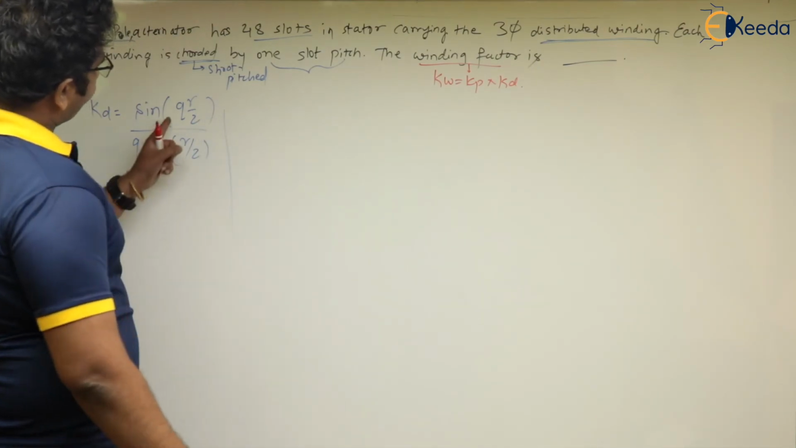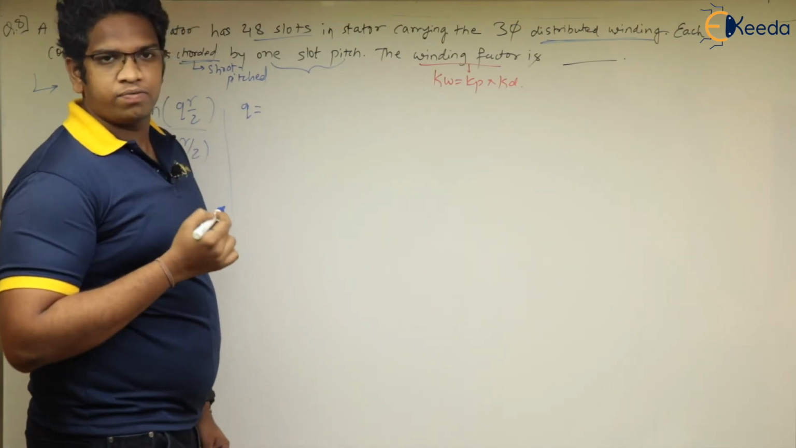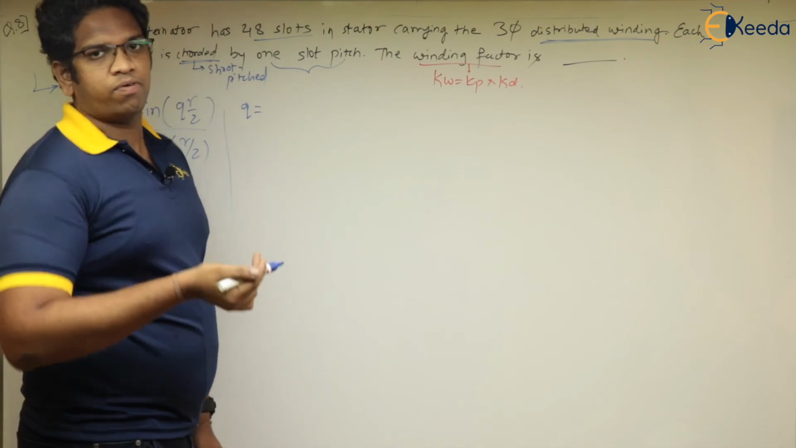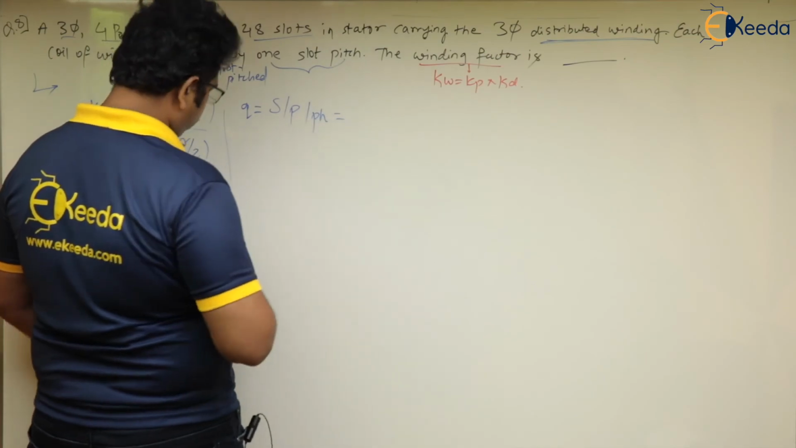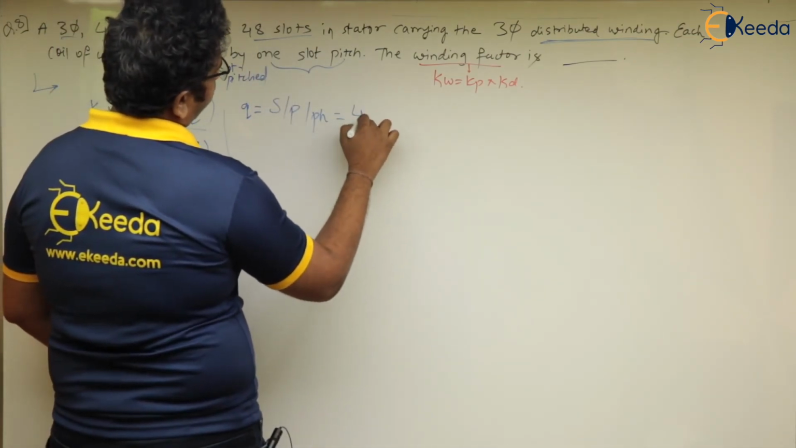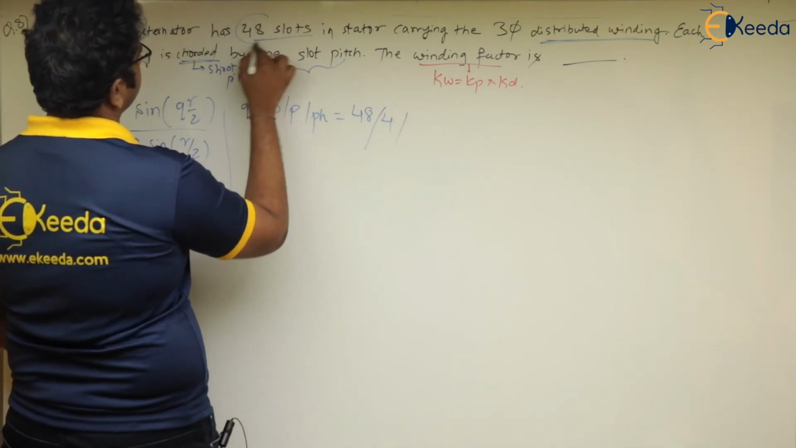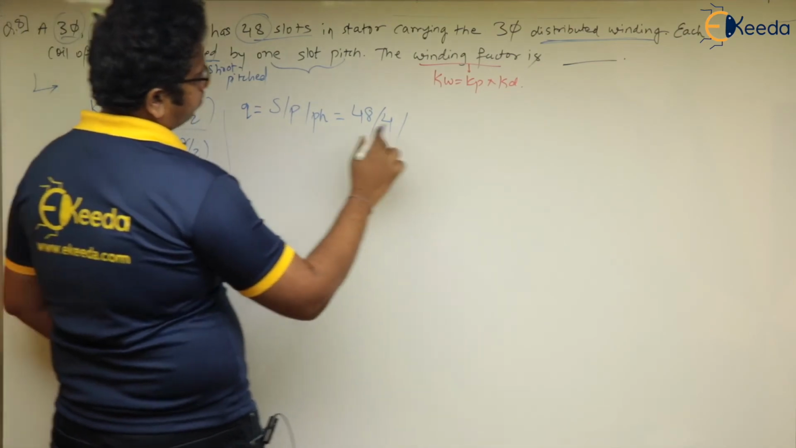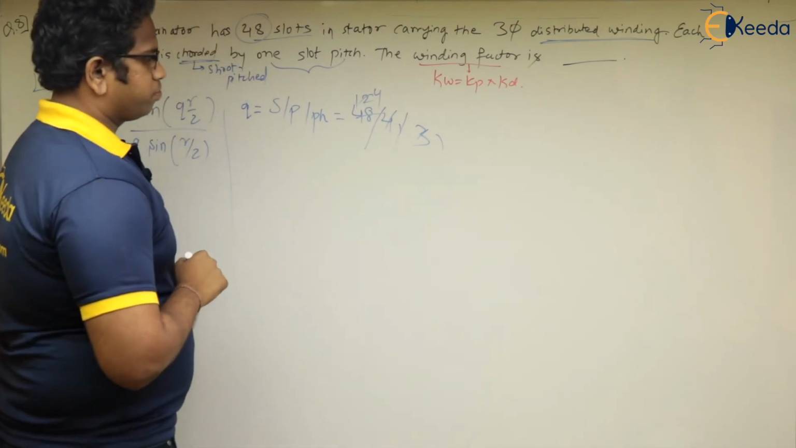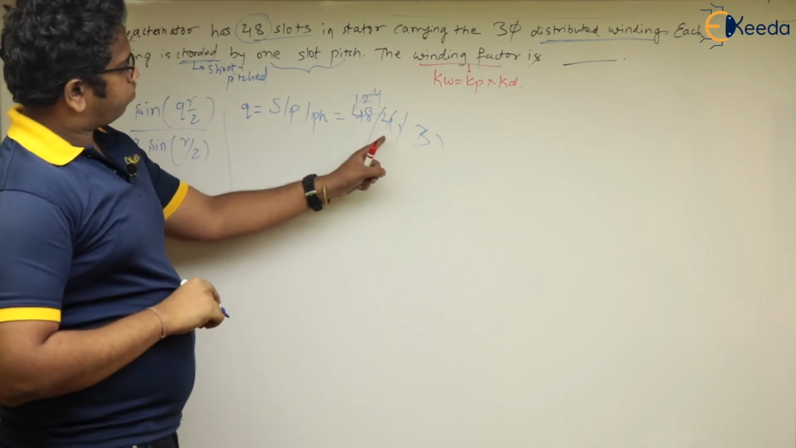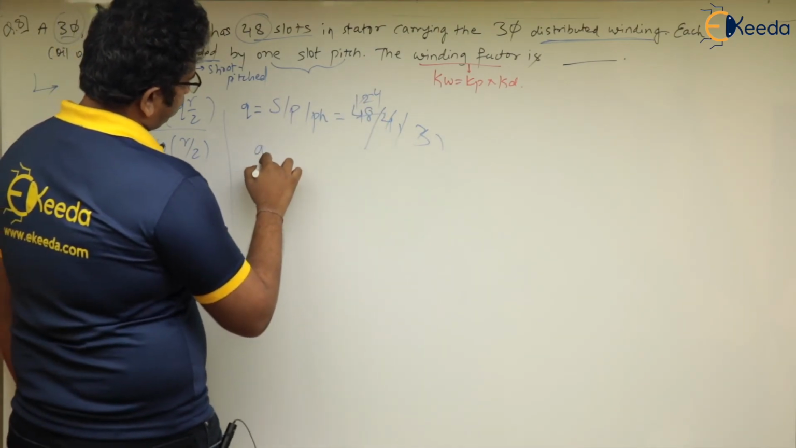But now here, Q is unknown, gamma is unknown. What is Q? Q is nothing but slots per pole per phase, or we can say slots available for distribution. Now, how much is it? How many slots are there? 48 divided by number of poles, poles are 4, divided by phases, 3 phase. 4 threes are 12, 4 twelves are 48. So, this Q is going to be 4.